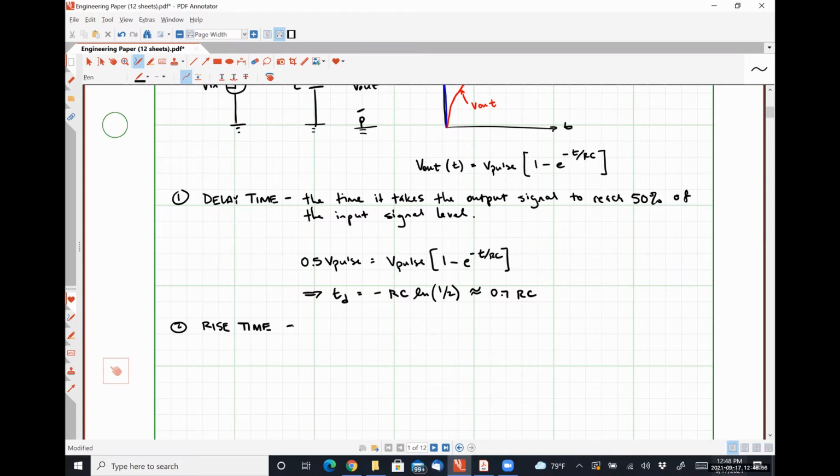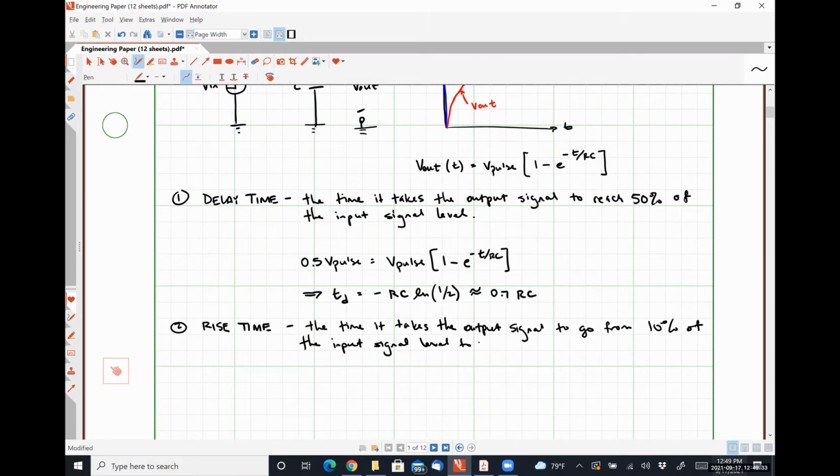So the rise time will be the time it takes the output signal to go from 10% of the input signal level to 90% of the input signal level.